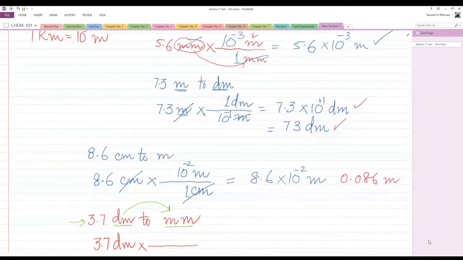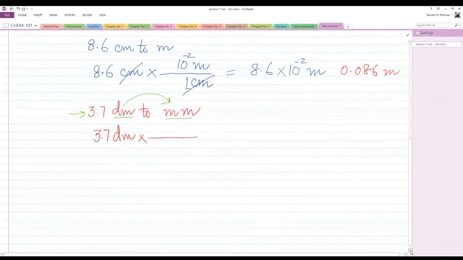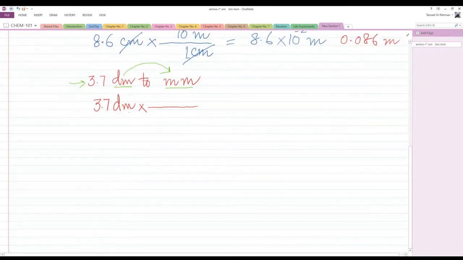Okay, now here you will find. Now what is given? Decimeter. So let's write decimeter down. And what is to be calculated? Now here we will write meter. When we go to that table, it is 1 with decimeter and with meter 10 to the raised power minus 1 meter.